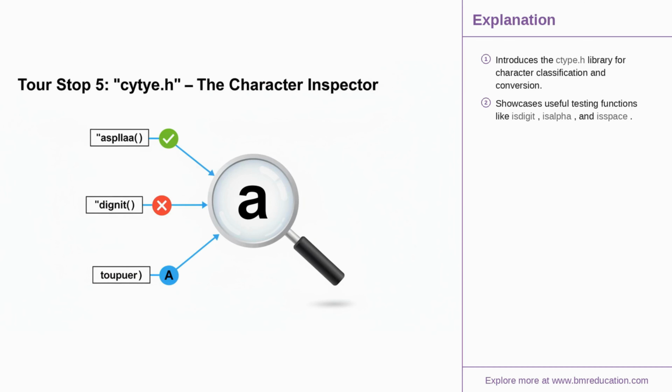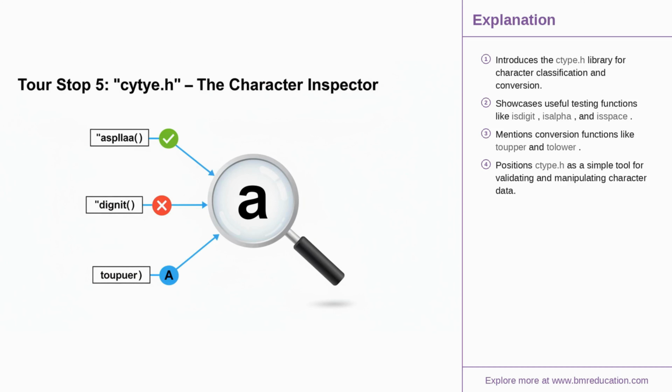Sometimes you need to inspect individual characters. For this, C provides a small but very useful header, ctype.h, the character type library. It's filled with functions that test characters. For example, isdigit checks if a character is a digit from 0 to 9. isalpha checks if it's a letter. And isspace checks for white space. It also includes functions like toupper to convert a character to uppercase.